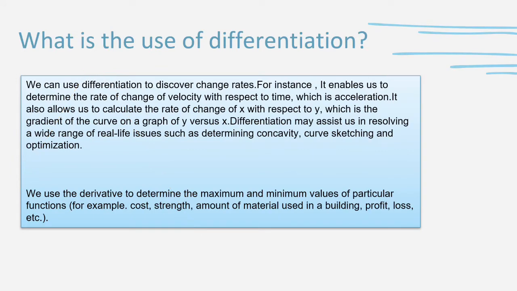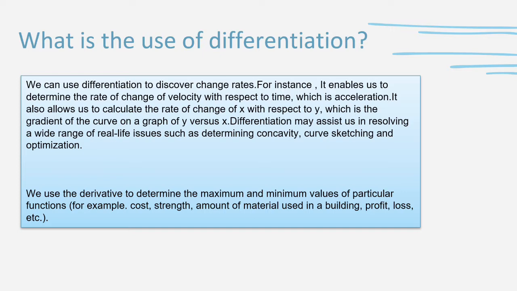So, what is the use of differentiation? We can use differentiation to discover change rates. For instance, it enables us to determine the rate of change of velocity with respect to time, which is acceleration. It also allows us to calculate the rate of change of y with respect to x, which is the gradient of the curve on a graph of y versus x. Differentiation may assist us in resolving a wide range of real-life issues such as determining the concavity, curve sketching, and optimization.